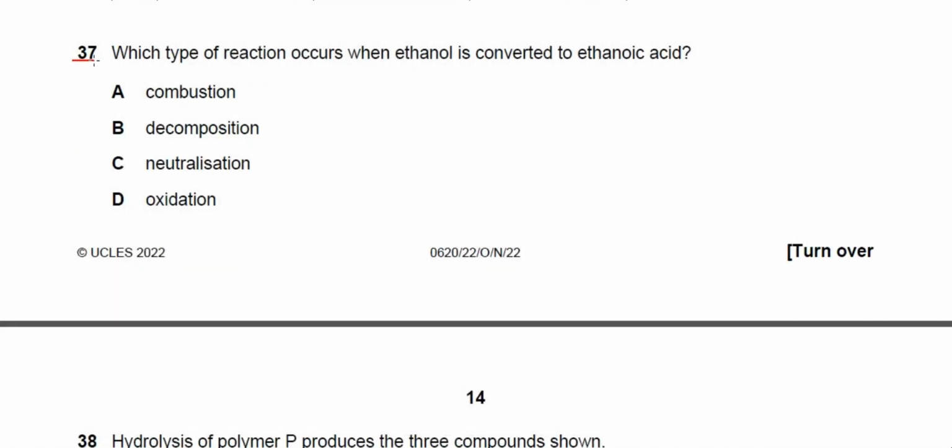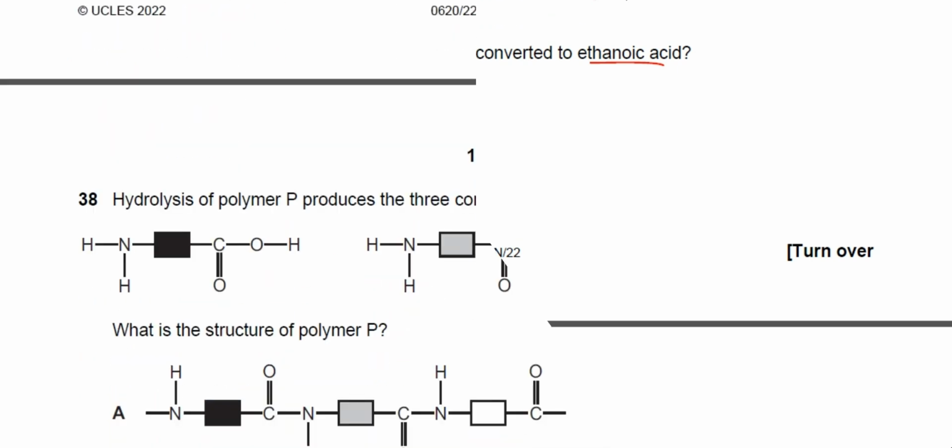Question 37 asks which type of reaction occurs when ethanol is converted into ethanoic acid. Ethanol is an alcohol and it is changing into ethanoic acid, so it is oxidation. Whenever ethanol is converted into ethanoic acid, this can be done by using potassium manganate or potassium dichromate as an oxidizing agent, and so the process is oxidation.